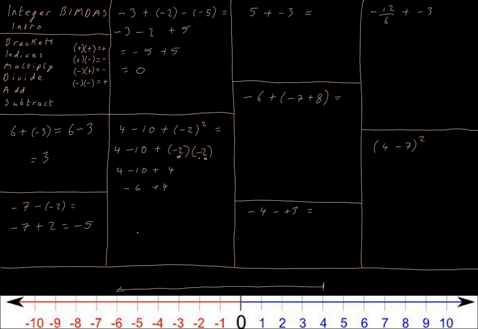And from minus 6 plus 4, well, that means we're going to get 4 places warmer. So we're going to move 4 places warmer, and we're going to end up at minus 2.